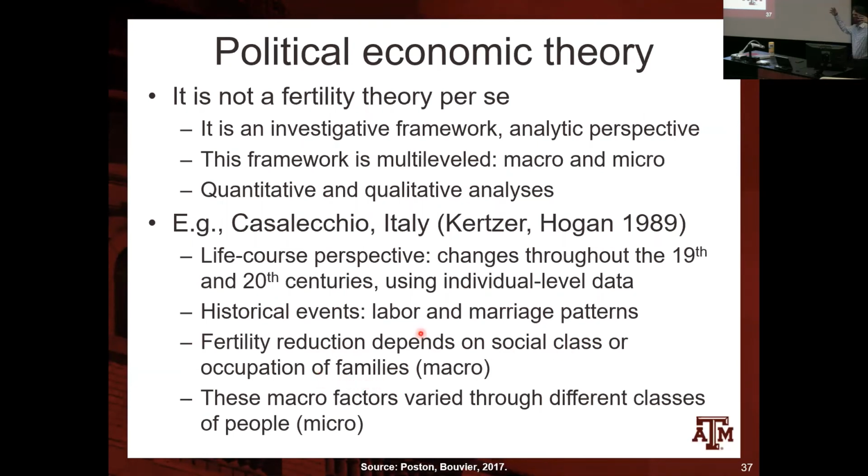So there are macro structures that make people have fewer children than in previous societies. And it's related to historical changes, but also to which social class I'm part of in that specific society. And these macro factors vary throughout different classes of people. So people with different individual characteristics experienced these macro changes in different ways. So they're pretty much saying, let's try to analyze the fertility changes, taking into account both macro and micro factors.